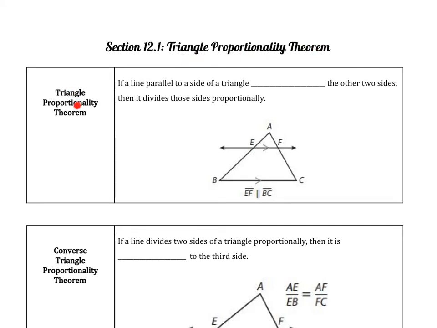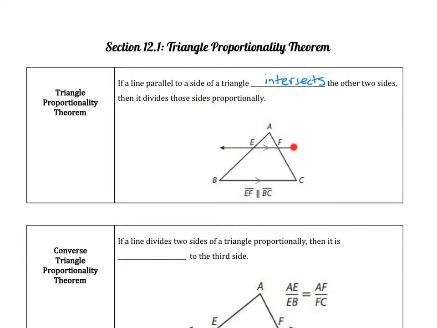So the triangle proportionality theorem states that if a line parallel to the side of a triangle intersects the two other sides, then it divides those sides proportionally.